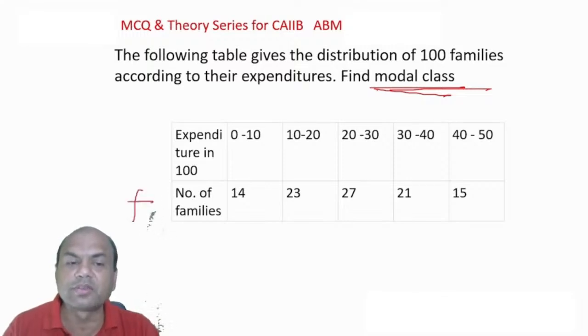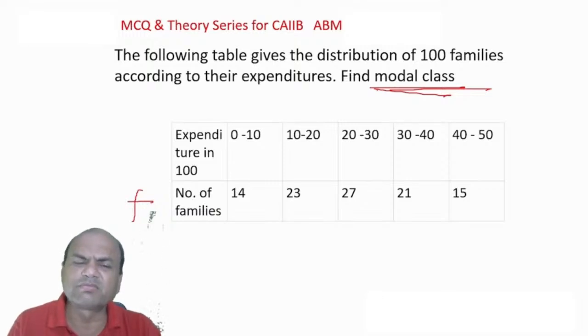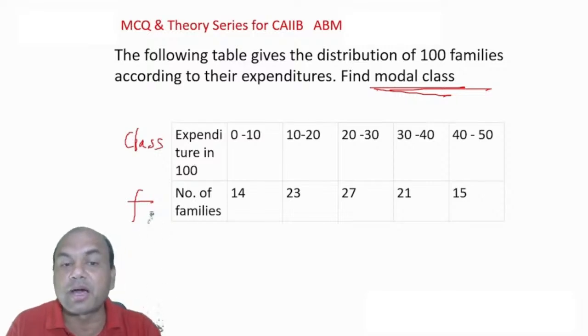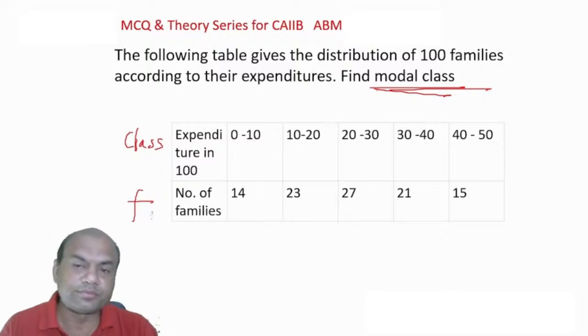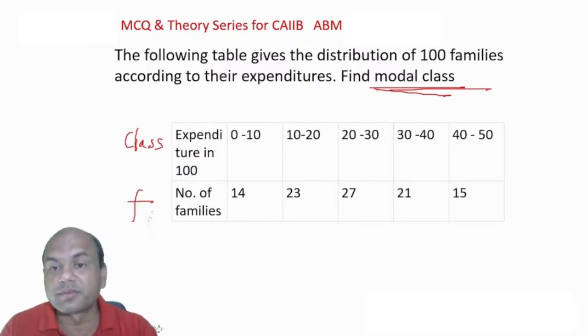Remember, class is always this class, or we call it X also. X class, because for this class you have a class mark. That's a separate part. We'll do this someday else. So which is the modal class over here?